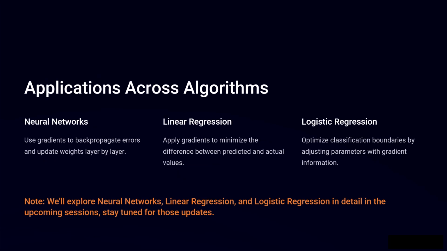Applications across algorithms. Neural networks use gradients to backpropagate errors and update weights layer by layer. Linear regression applies gradients to minimize the difference between predicted and actual values. Logistic regression optimizes classification boundaries by adjusting parameters with gradient information. Note: we'll explore neural networks, linear regression, and logistic regression in detail in upcoming sessions. Stay tuned for those updates.